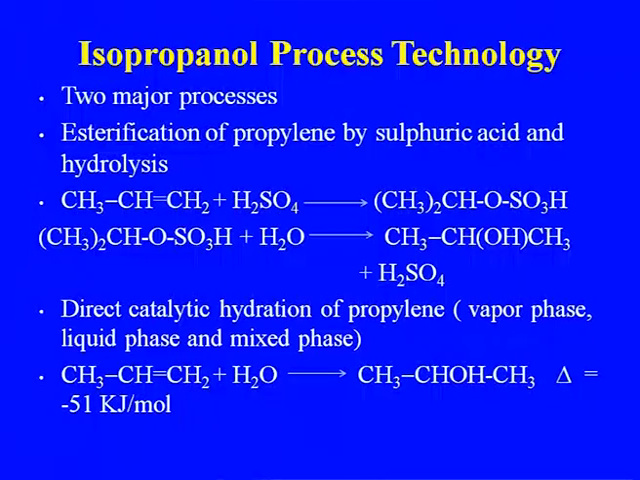These are the two major technologies available for the production of isopropanol: the esterification of propylene by sulfuric acid and hydrolysis, and direct catalytic hydration of propylene. These are the reactions taking place after the treatment, the esterification and the hydrolysis part, and we get the isopropanol. When you are handling the ester, definitely the problem of corrosion and other problems are there. So direct hydration is better than the sulfuric acid and hydrolysis route.